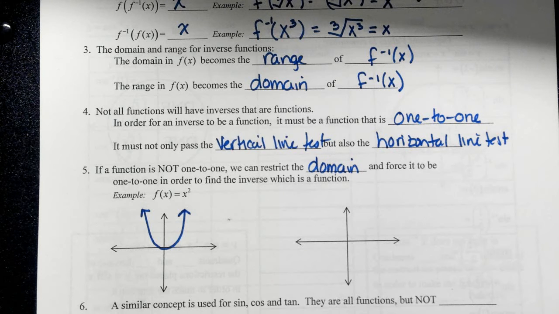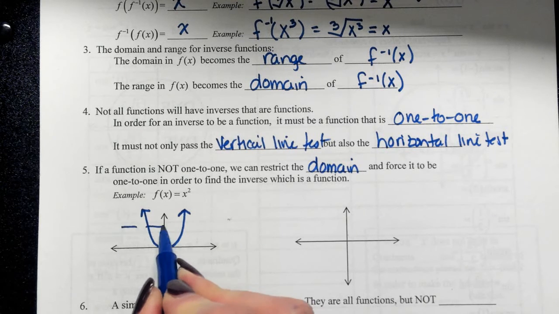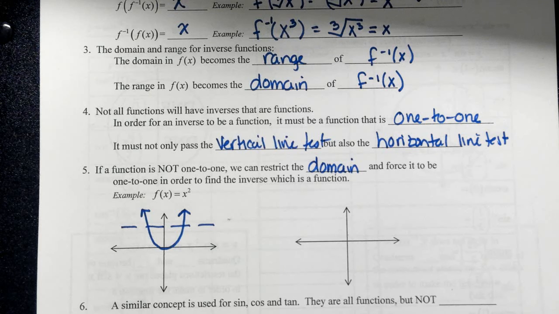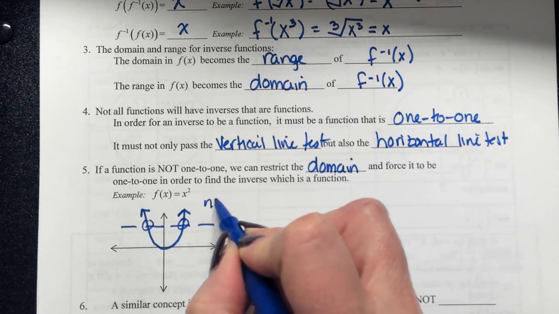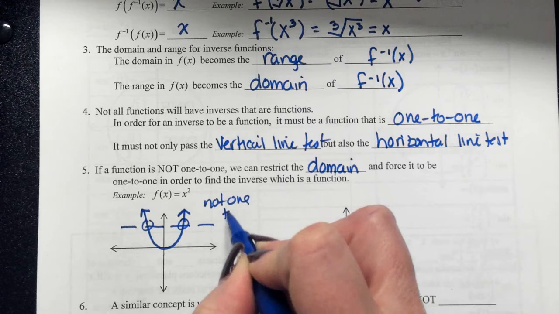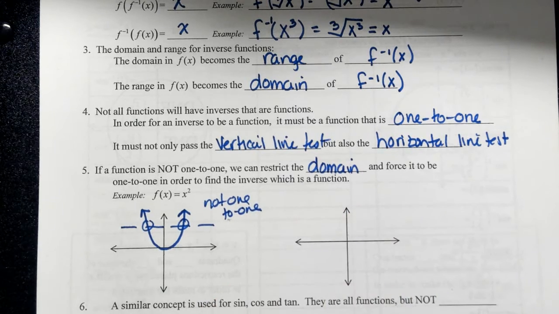So you agree with me, it passes the vertical line test. It's a function. But now if I try and see if it passes the horizontal line test, does that horizontal line intersect the graph at more than one point? Yes. So it's still a function, it's just not 1 to 1. It's still a function, it's just not a 1 to 1 function.